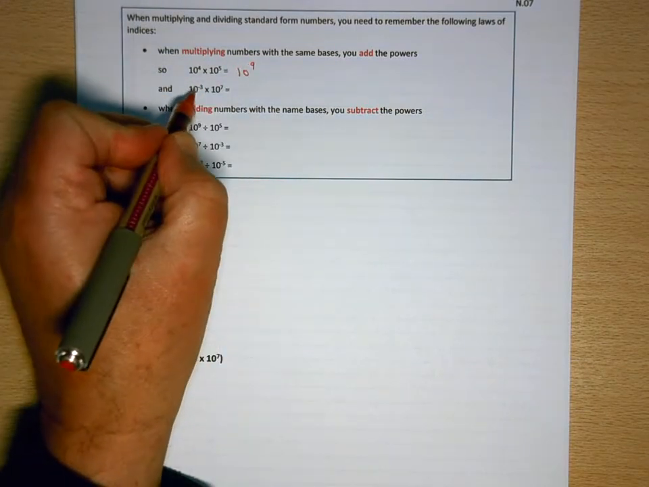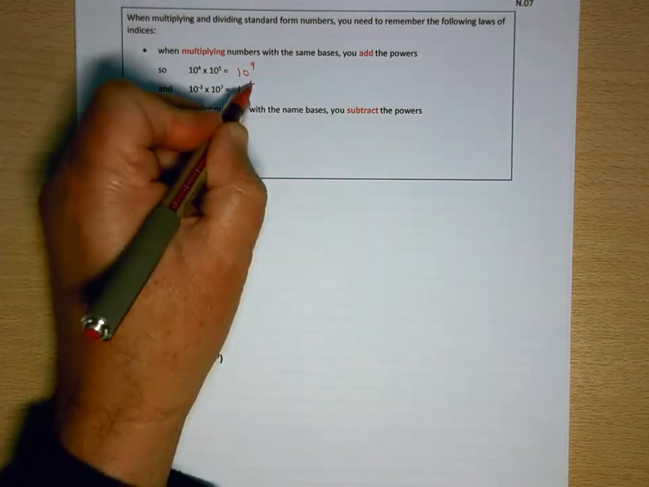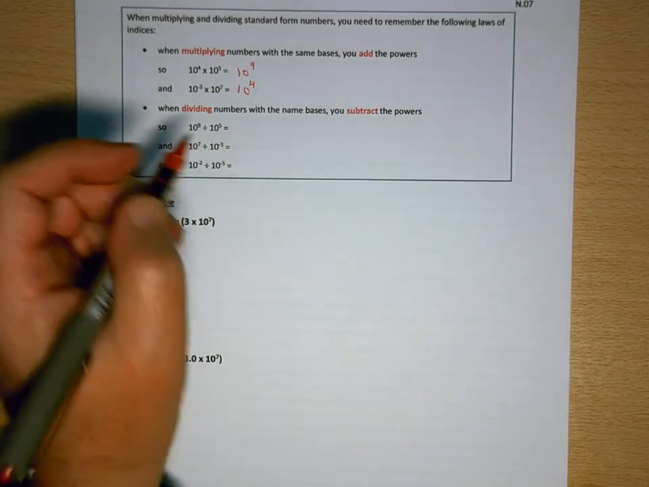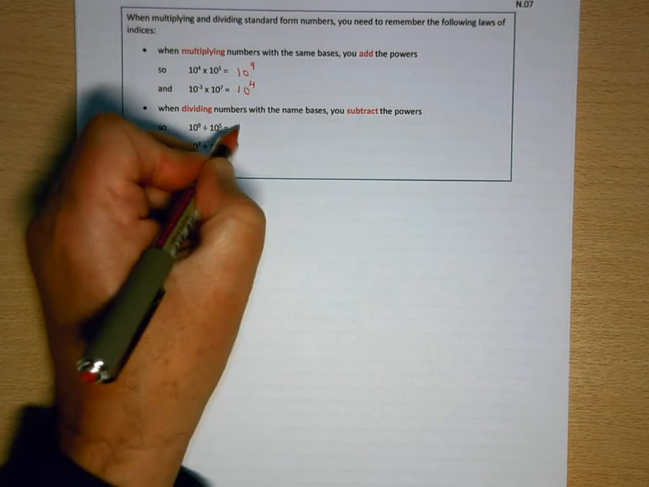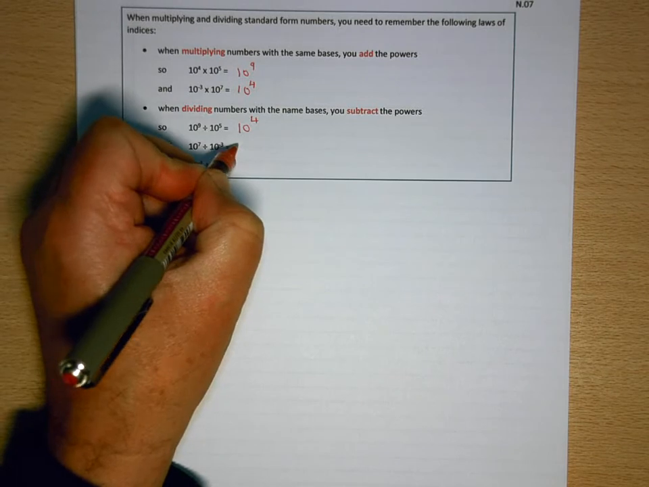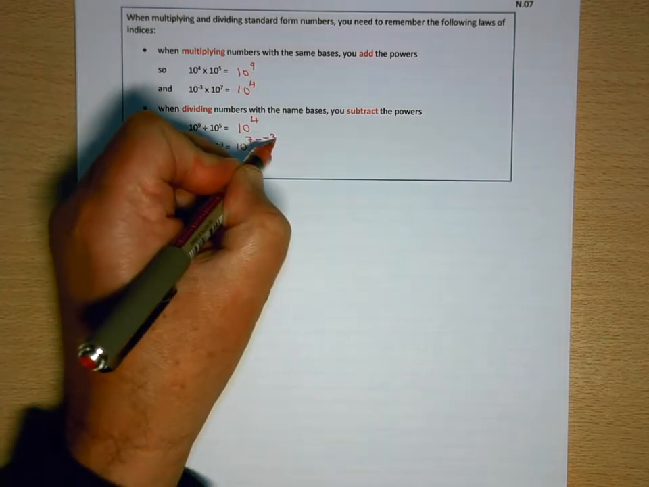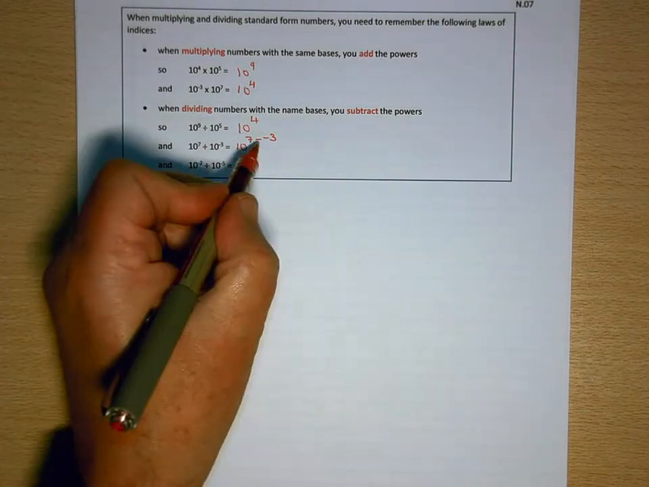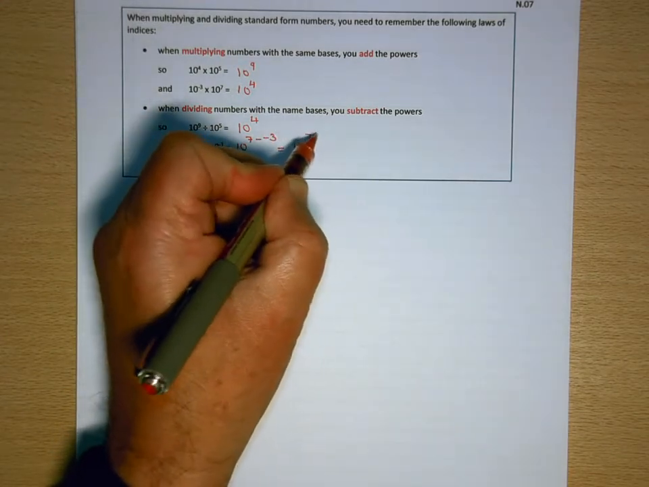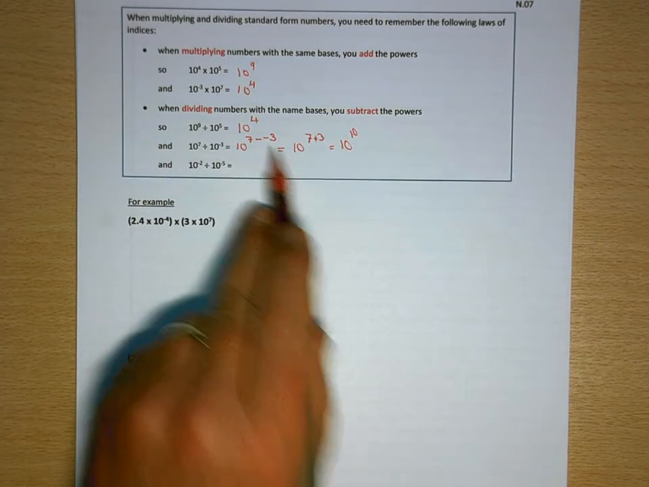10 to the minus 3 times 10 to the 7 is 10 to the 4. Minus 3 plus 7. When we divide, we subtract. So that's going to be 10 to the 9 minus 5 is 4. This one is going to be 10 to the 7 minus minus 3. That becomes a plus, so that's going to be 7 plus 3, which is 10 to the 10. So be careful when you're subtracting a negative index.